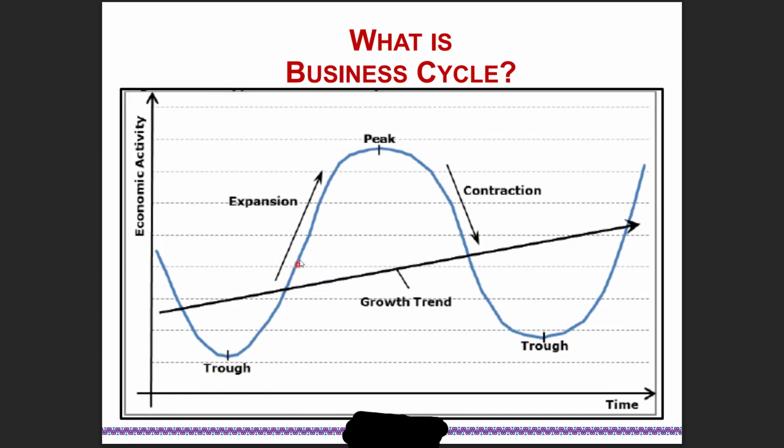And then we have an expansion, where economic activities start to increase until the peak. Here we experience things such as employment rates starting to increase, meaning unemployment rates start to decrease. People get jobs. Now when they are employed, they have income, so the demand for goods and services starts to increase, consumption expenditure increases, and production increases because the demand is high. If there's an increase in production, what does that mean, guys? There's economic growth, because economic growth is an increase in the production capacity of a country.